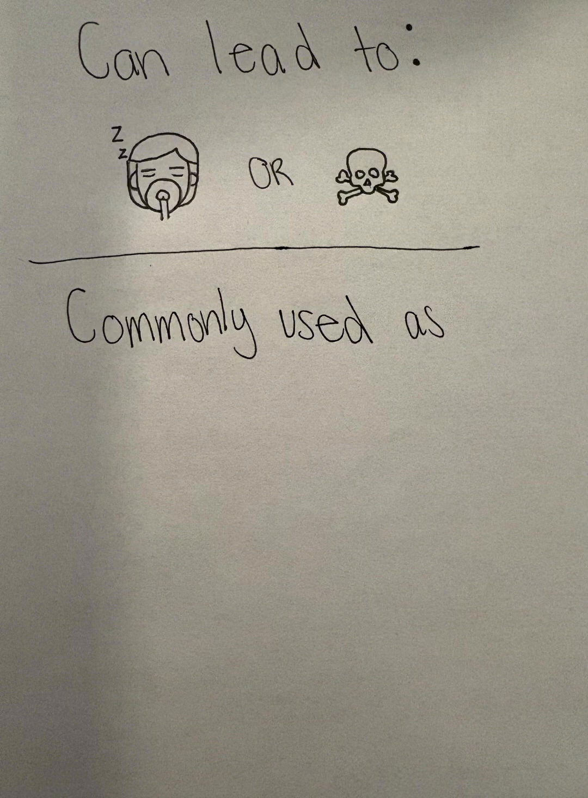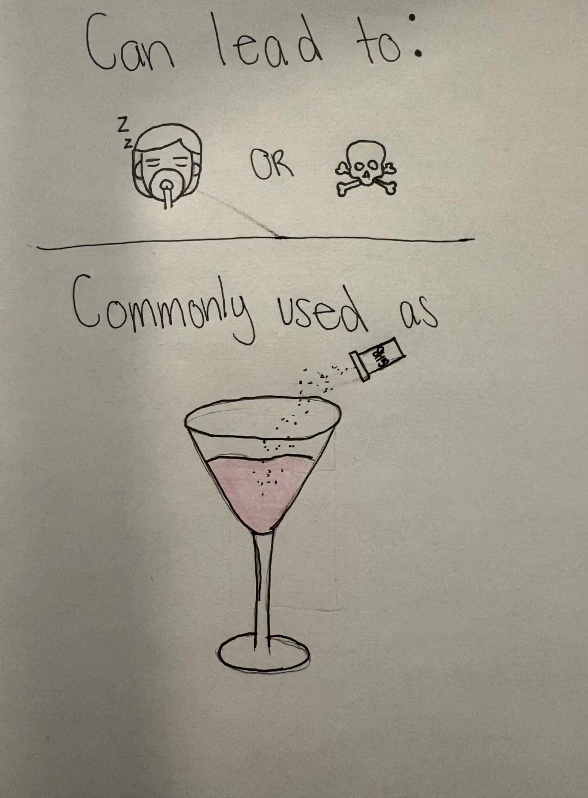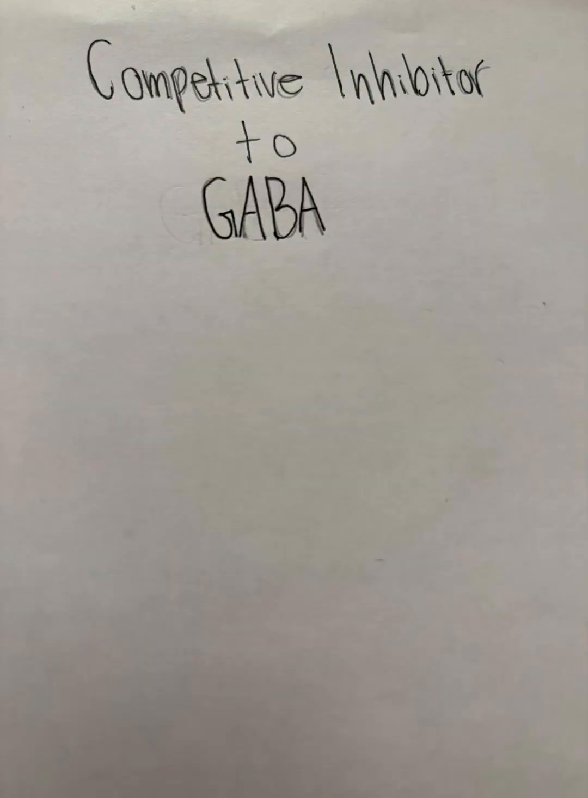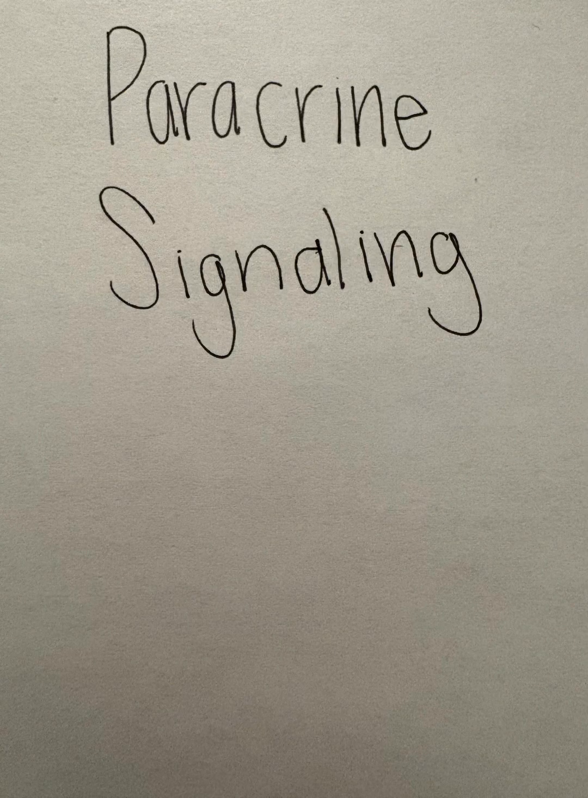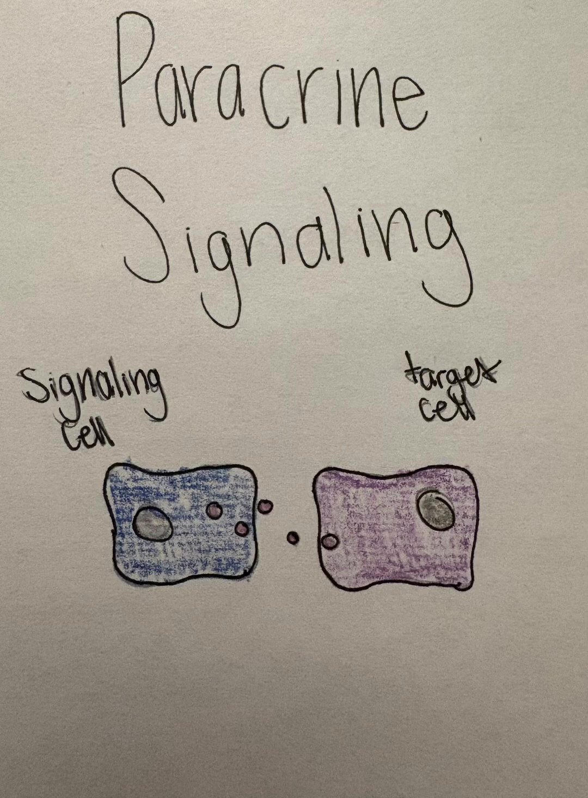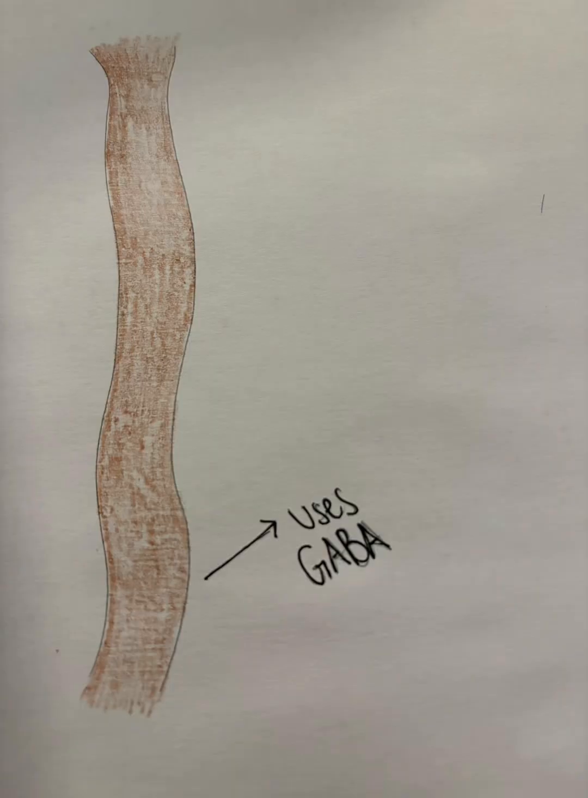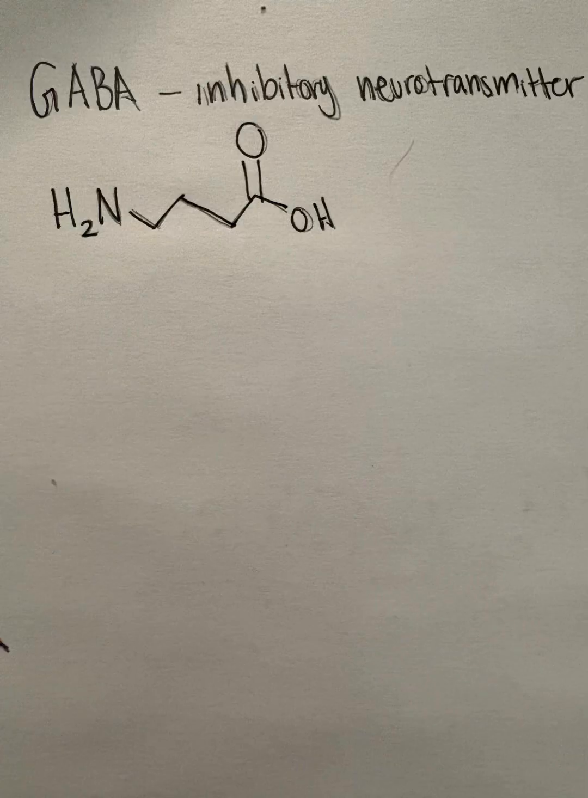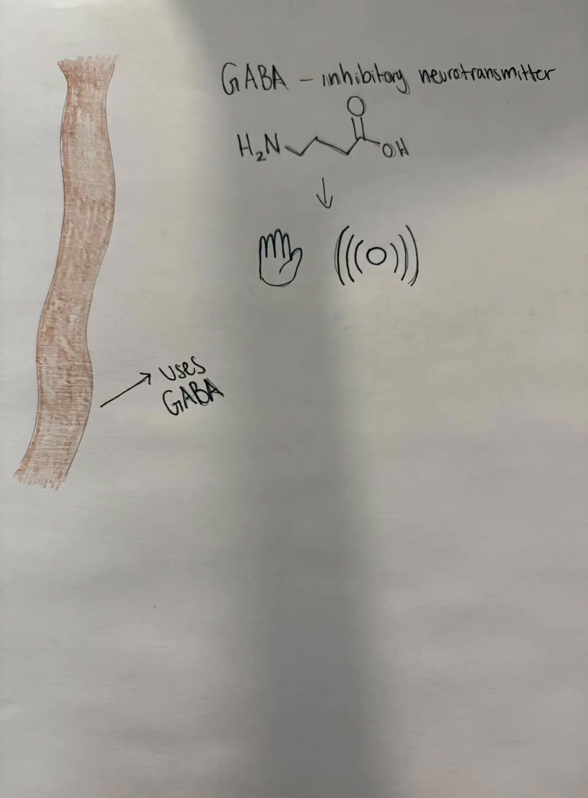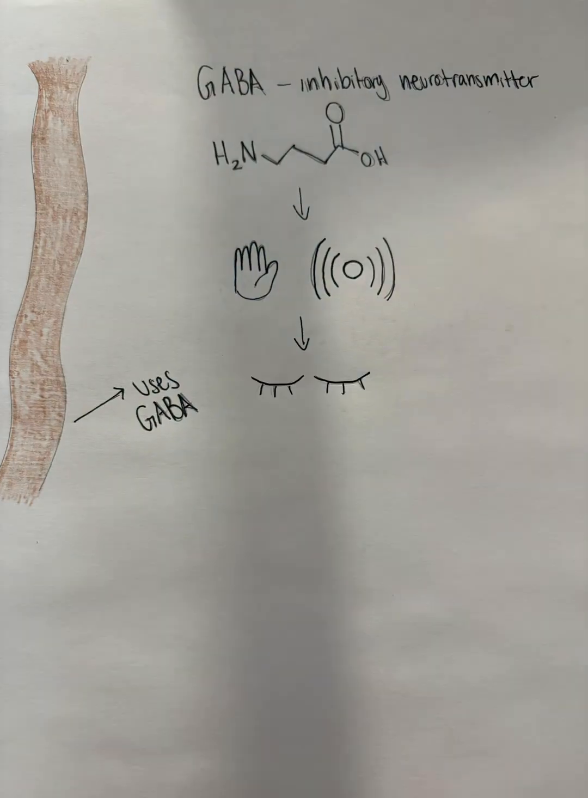While it can be used for good under certain conditions, it is commonly used as a date rape drug. GHB is a competitive inhibitor to GABA in the pathway it affects. It uses paracrine signaling, which is when cells communicate in close proximity to each other. The normal pathway uses GABA as the ligand. GABA is an inhibitory neurotransmitter. It stops signals in the brain, which results in a calming feeling.